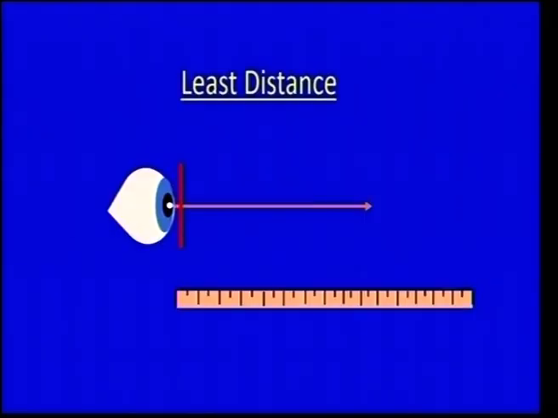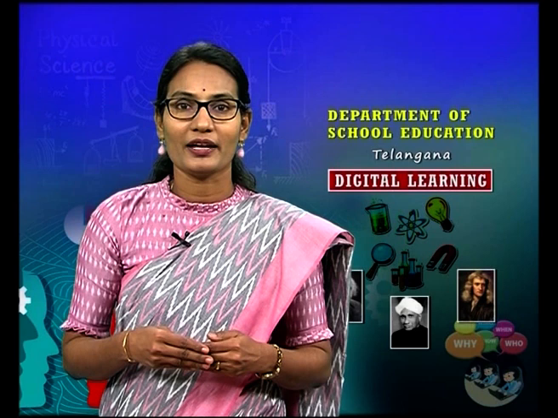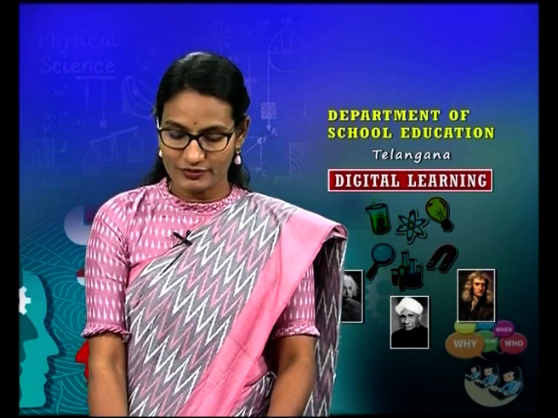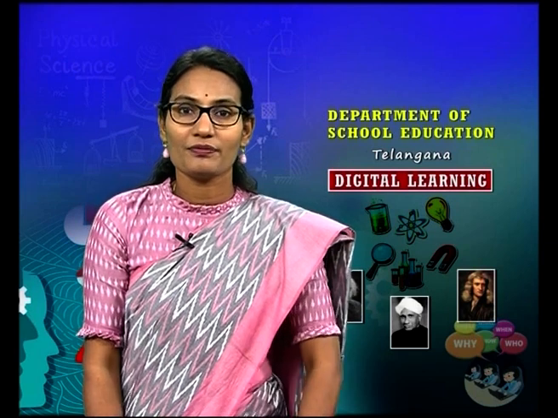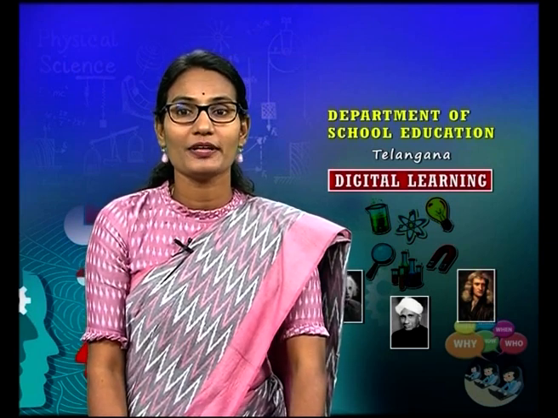Take a rod of length 20 centimeters and just move it away from your eye horizontally, slowly. And fix it at a position at which you can see the whole object clearly, and measure the distance between your eye and that position of the rod with the help of a scale. Repeat this activity with different lengths and note down the distances. For a healthy human eye, the least distance value is about 25 centimeters. The least distance of a healthy human eye is about 25 centimeters.